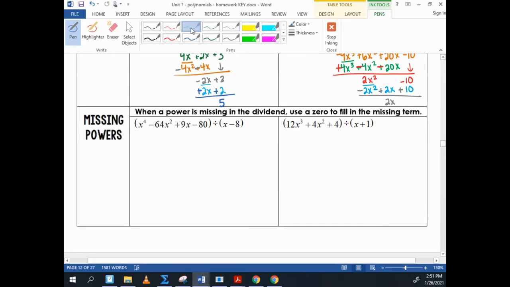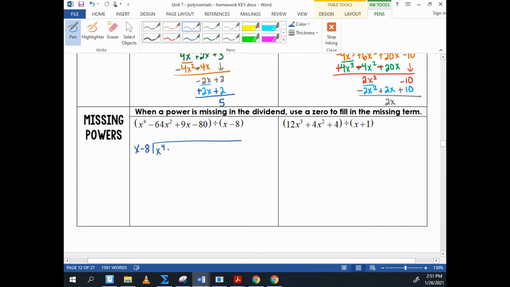All right, these last two examples for the polynomial long division have what we call missing powers. So watch when we write this out. It follows the same steps. When they say missing powers, what they mean is we go from the x to the fourth, we skip x to the third and go right down to x squared. So I'm actually going to leave a little bit of a space here just to remind myself.